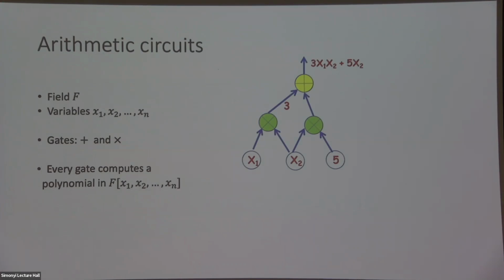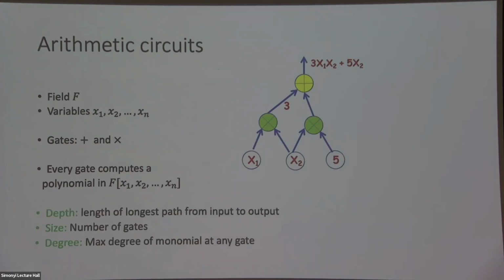So arithmetic circuit, this is probably an object familiar to most of you. You're computing a polynomial as output, and you take as input variables and constants from a field, and you add and multiply them, and you get a polynomial as output. And you can talk about the depth of the circuit, which is the number of layers from output to input. The size of the circuit is the number of gates. The degree of the circuit is the max degree of any monomial appearing at any gate.